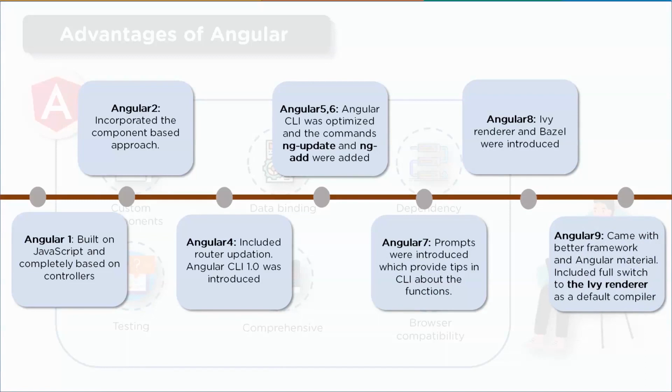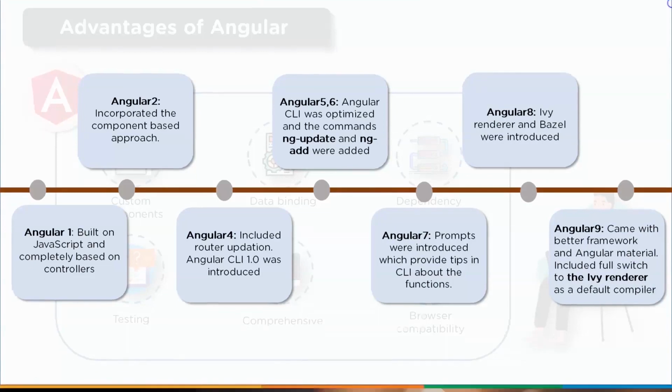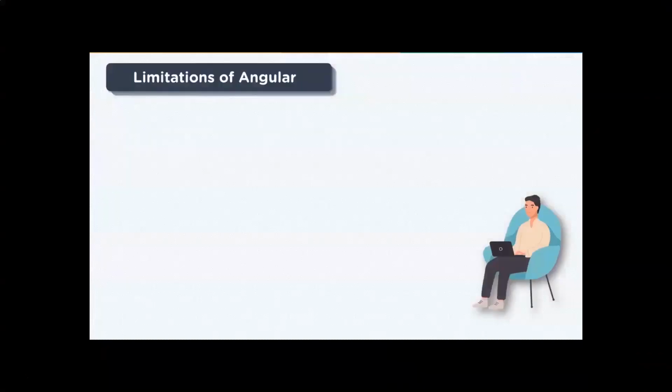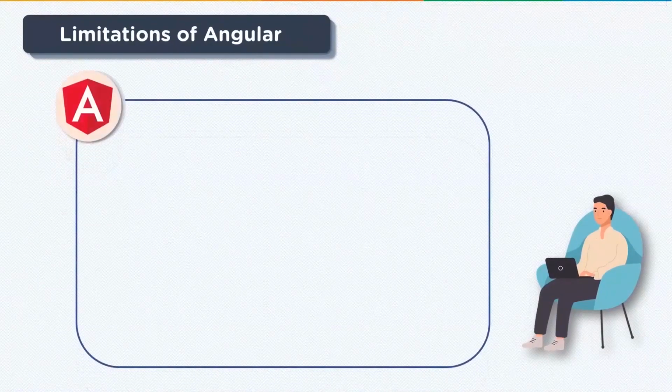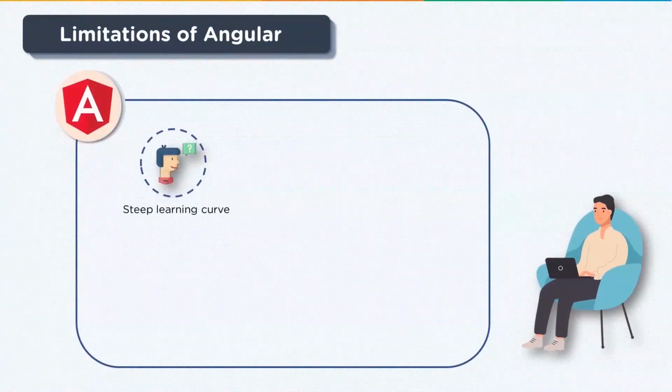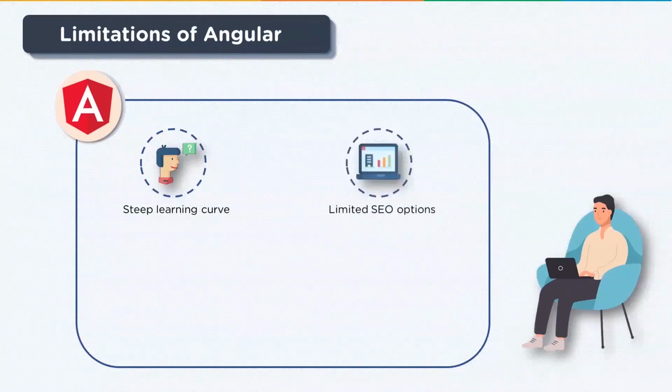Now that we've learned about the pros of using Angular, let's look at some of the limitations of Angular. First up is a steep learning curve. Now since Angular is a complete full-fledged framework, it becomes difficult for learners to begin with. You need to be acquainted with simple topics and then move on to more advanced topics to become proficient in this language.